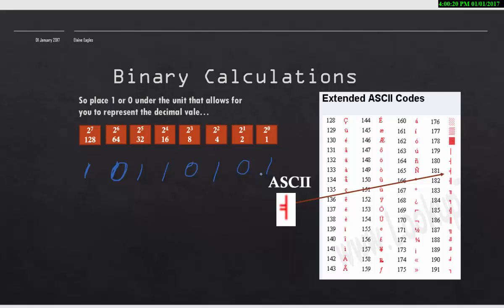It's not easy being a computer, it does it a lot quicker. So that's how you work out this one here.